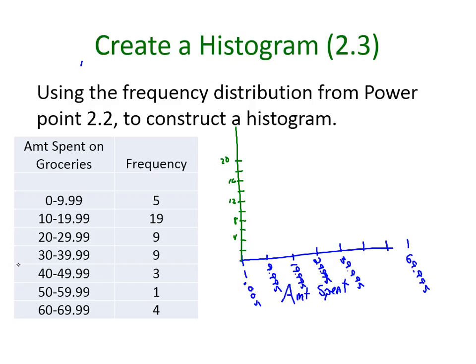So then you can just make your histogram from there, where again, each one of those bars will be of equal space. So the first one had 5 of them. The next one had 19 of them. Next one had 9 of them. Next one had 9 of them. Then we went down to 3, 1, and then 4.